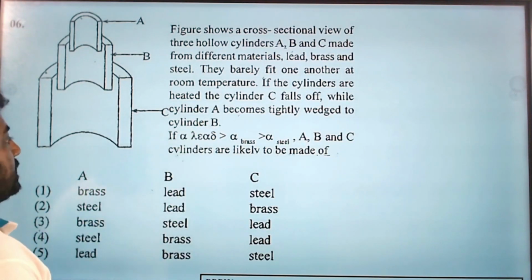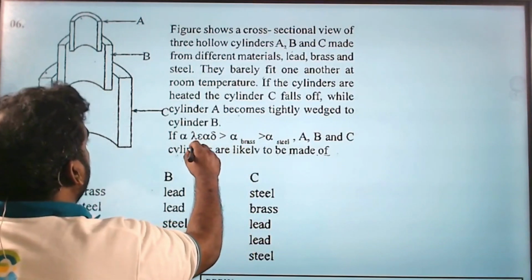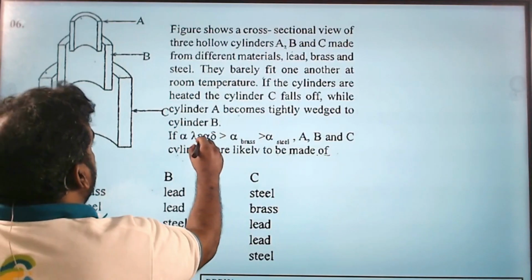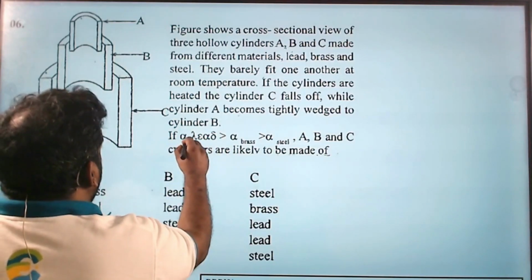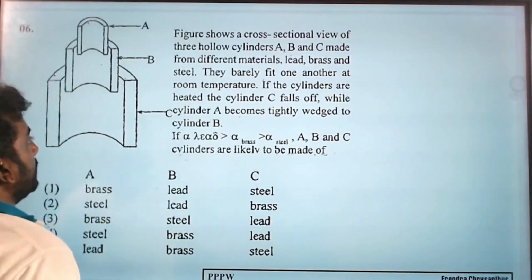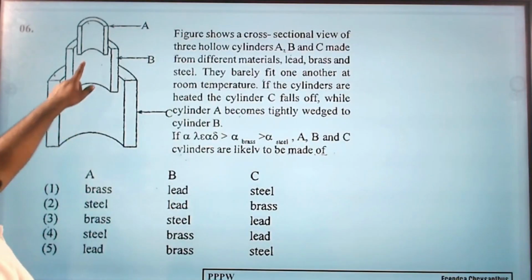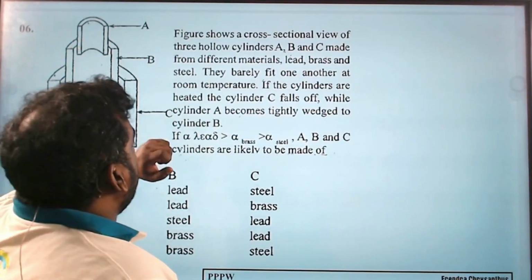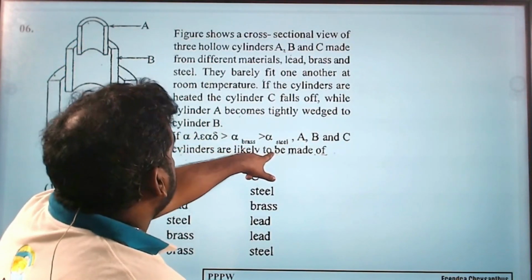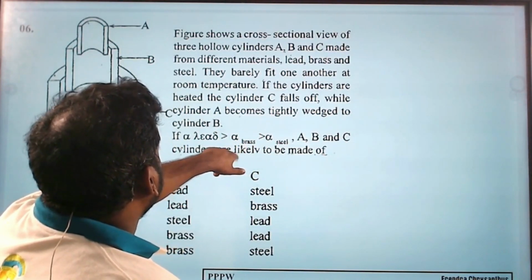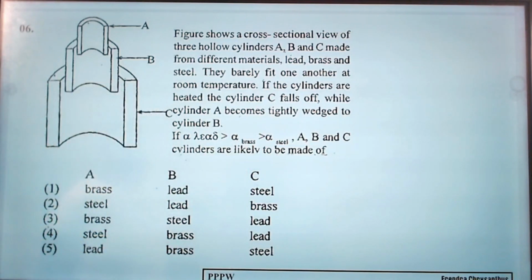Large expansion means here it's lead. So C is going to be lead. Then A is getting tightly fit. A is going to be, sorry, A is going to be brass, and B is going to be steel. So correct answer number 3.